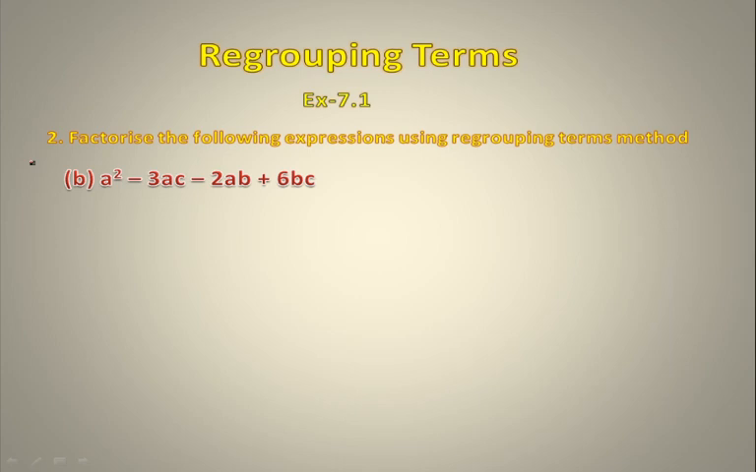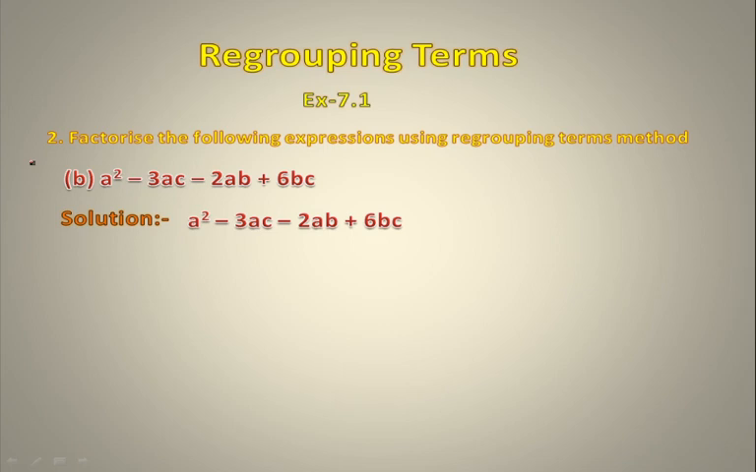This question is written as a square minus 3ac minus 2ab plus 6bc. So you'll find here that we have an expression of four terms. So in our solution, how do we do this factorization? You see, directly we cannot take the common factors. In this expression, there is no factor which is common in all four terms. So in that case, we will first apply the regrouping method.